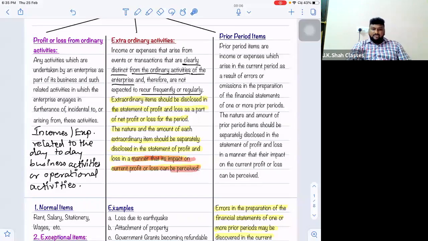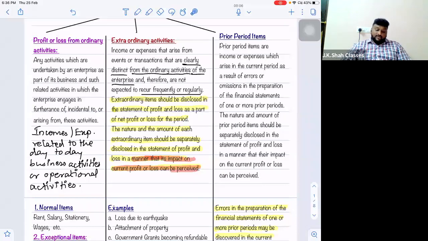Thus, the exceptional items include those activities which have a direct influence on normal activities. Direct influence, you just understand in a simple manner, means it has an impact on your decision making. These are called material transactions, which have a direct impact on your financial statements.